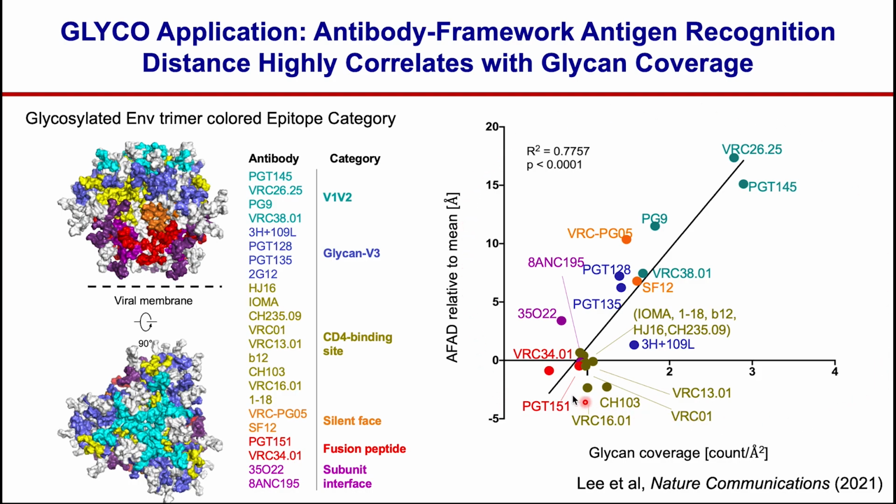And then we were able to find a high correlation between the glycan density and the antibody-antigen binding distance, meaning that if the antibody is approaching a high glycan density region, then it tends to have a longer distance. Rather, if the antibody approaches a low glycan density region, then it has a shorter binding distance.